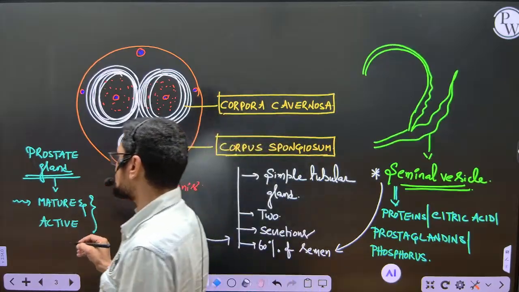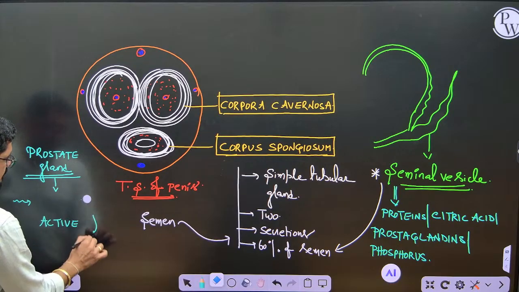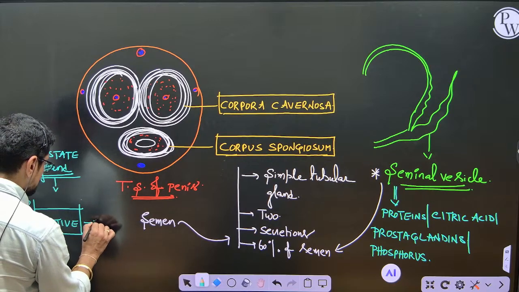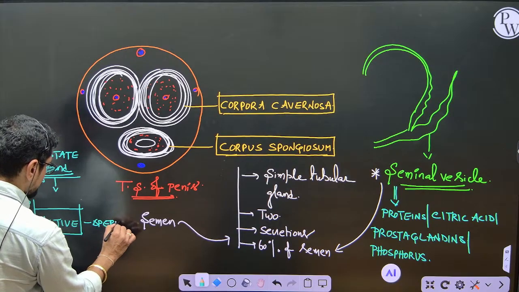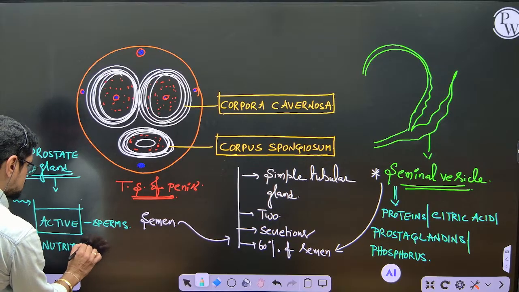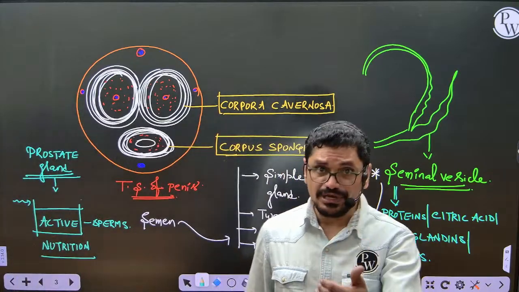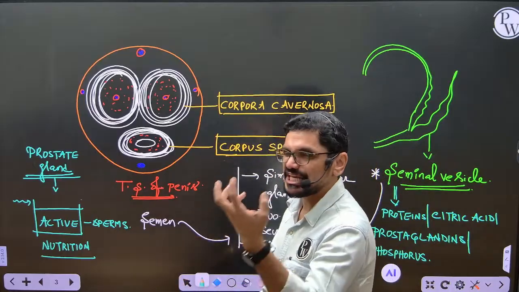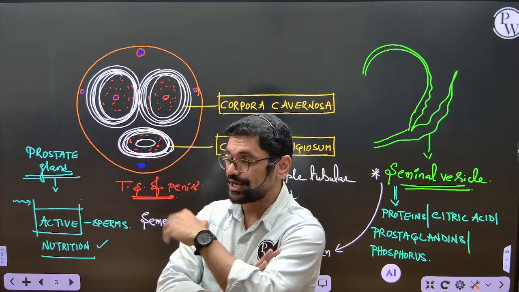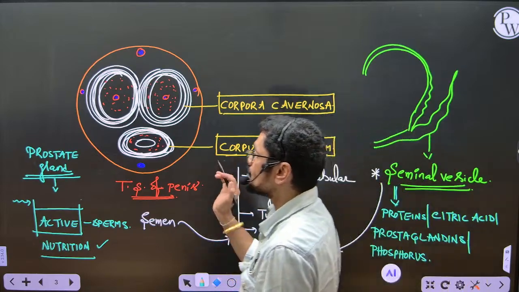Prostate gland function, the basic function is activation. If mature and active both are given in the options, take the activity of the sperm cells. Sperm cells will become very active because of the prostate gland. And nutrition means food material; sperm cells will get food because of this prostate gland. Sperm cells also become mature because of the prostate, but I'm not mentioning that as it is less important. These are more important. That's why I have removed maturation, but that is also there.